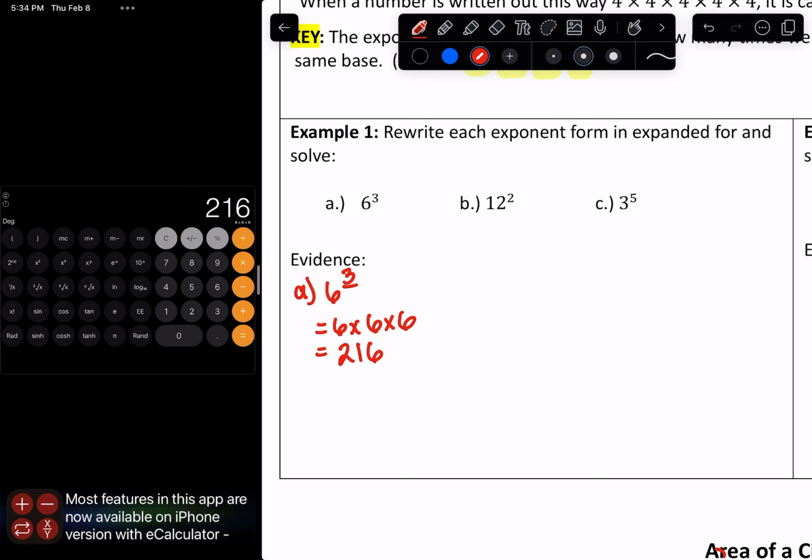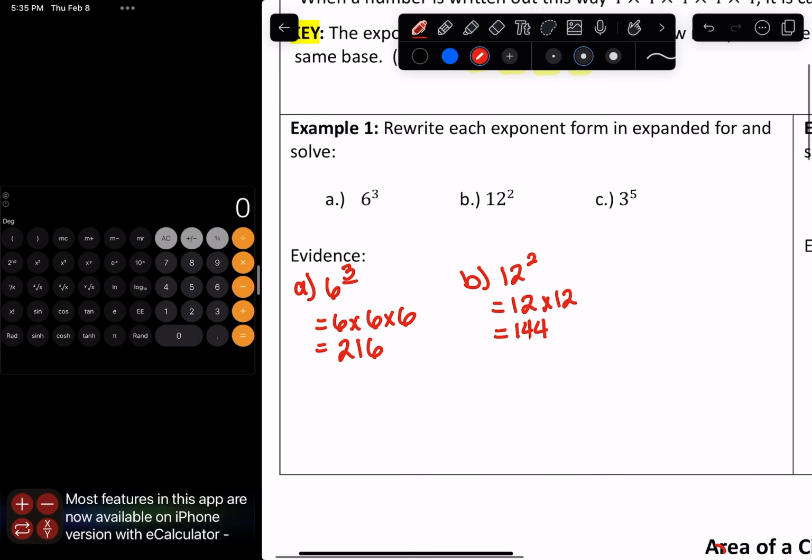Pretty easy. So B, we have 12 squared. So my base, I'm going to write it down. And looking at my exponent, I need 2 of them. So it's going to be 12 times 12. And if you're not sure about what that is, you just put 12 times 12 into your calculator. That is 144. Or sometimes your calculator is going to have the power key. So in this case, I can put 12 squared. Gives me the same number.